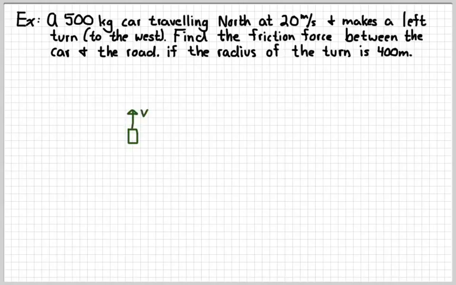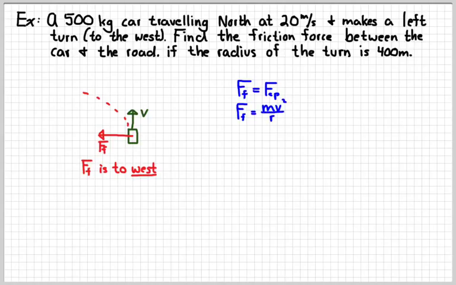To draw a simple picture, here's our car going north. It's going to make a left-hand turn, so it's going to go in that direction, meaning that the frictional force acting on the car has to be to the left or to the west. And so by drawing a diagram, we can figure out the direction of the force. To figure out the size of the force, we're going to need to set the frictional force equal to the centripetal force, meaning I can set it equal to mv squared over r.